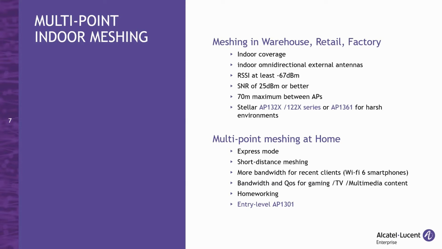It is also possible to benefit from a mesh configuration at home with enterprise-level connectivity in areas where Wi-Fi coverage is desired, including the office for home working. Home meshing is characterized by short distance, allowing high data rate, more speed for recent dual-band and Wi-Fi 6 smartphones, QoS and data rate for TV, gaming, and multimedia broadcast.